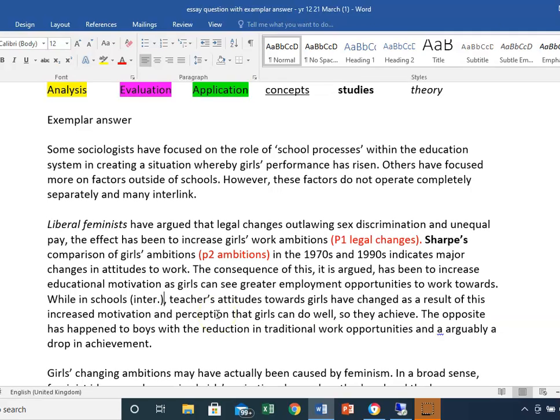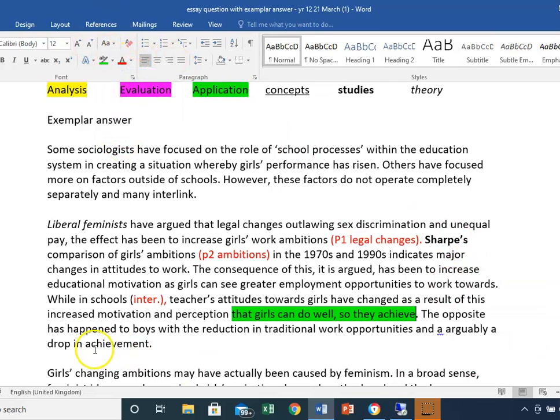That's the abbreviation of interrelationship. That's one of the things that the exam board really gets excited about. The opposite has happened to boys. Girls do well, and so they achieve. So that's clear application.